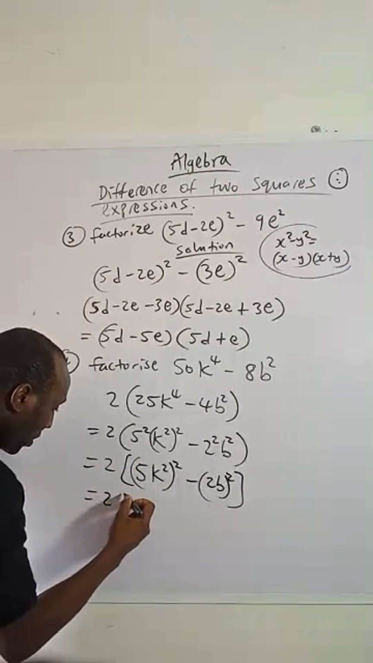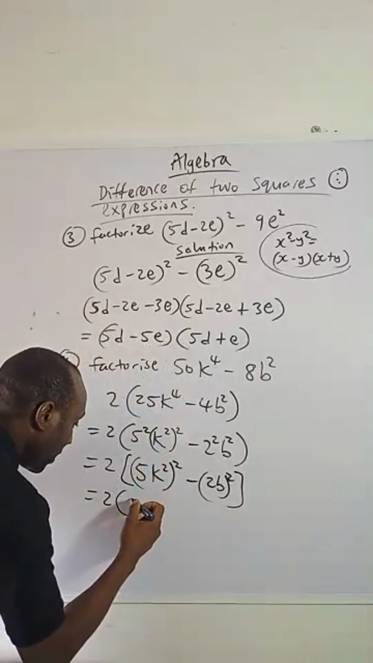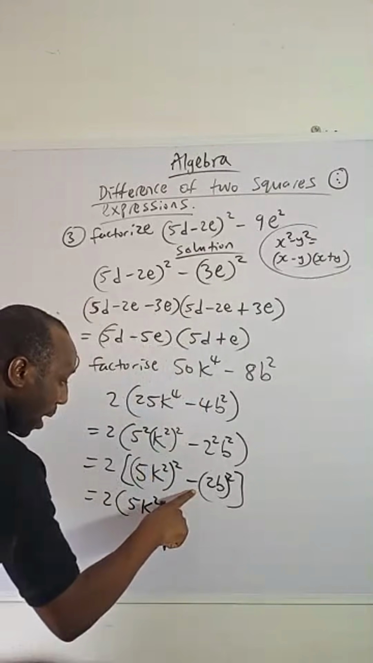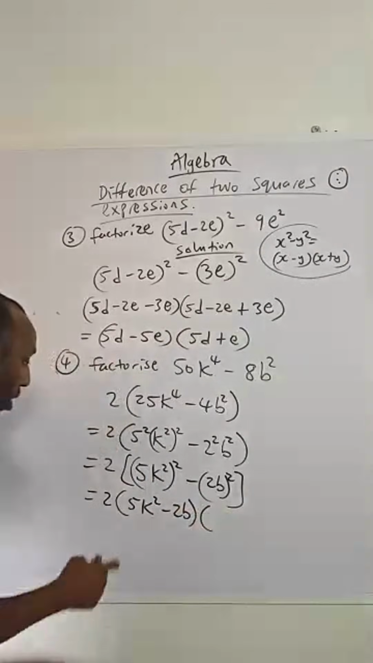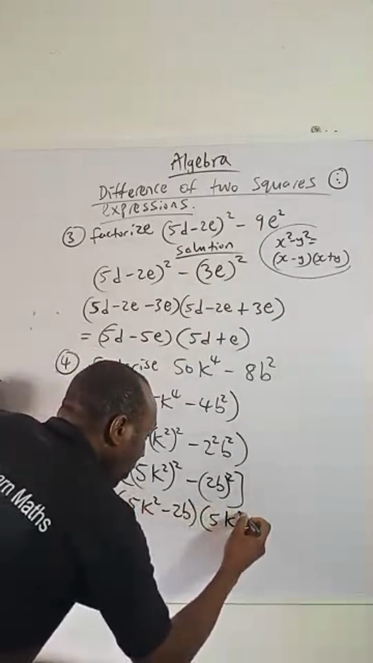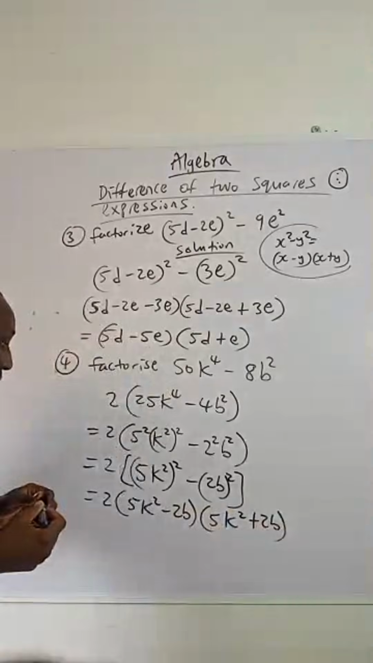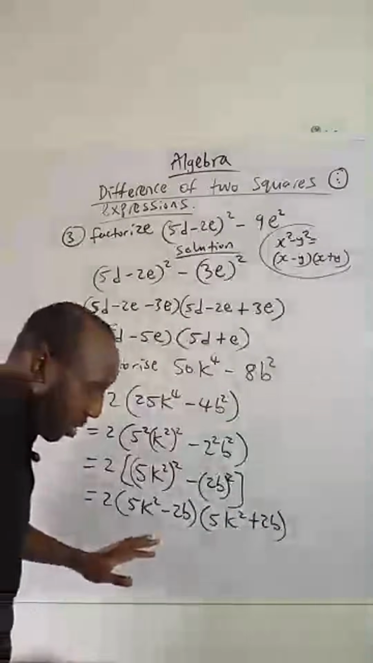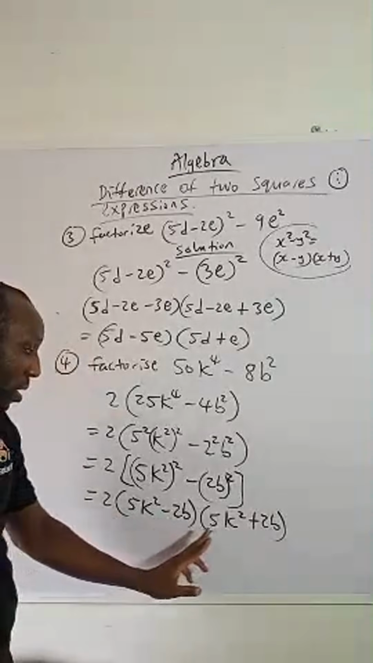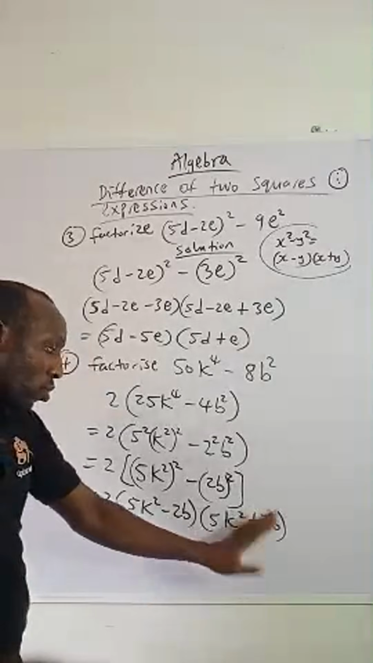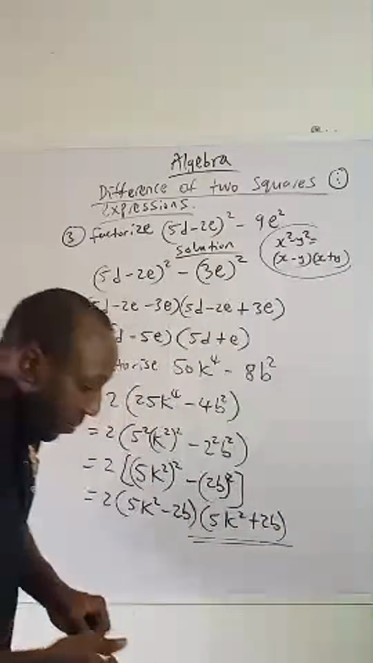So this is going to be 2. Then let's use difference of 2 squares. So that will be bracket 5k squared minus 2b in bracket. And then open that bracket, you have what? 5k squared, then plus what? 2b. Yes, so this is going to be the final result. I hope this is okay, everybody. 2 bracket 5k squared minus 2b, then bracket 5k squared plus 2b. This is the final answer, everybody. I hope this is okay.